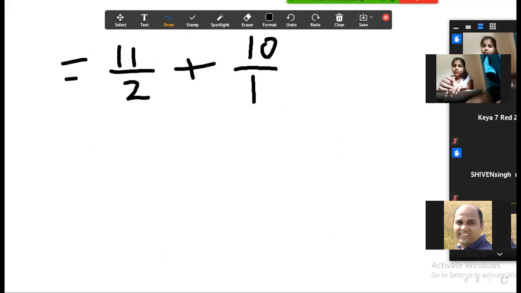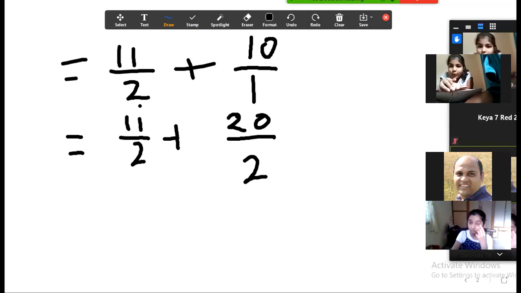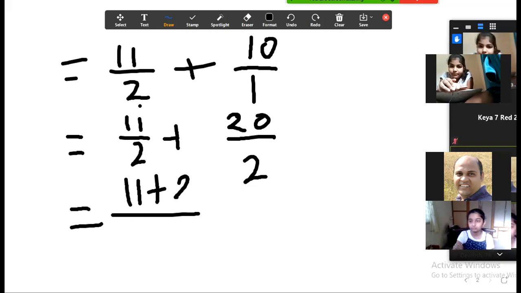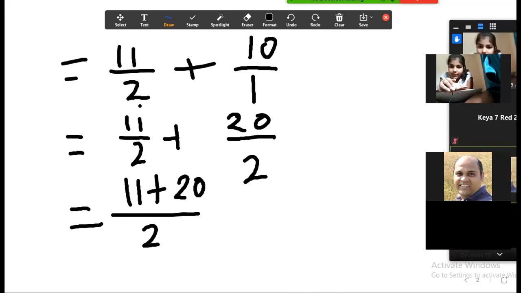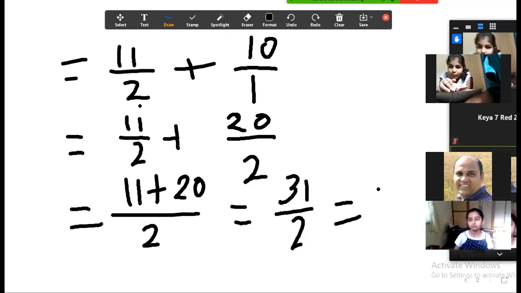In this case we find the LCM, but the LCM of 1 and 2 is going to be 2 only. We already know that. So 11 upon 2 plus, here we have to make the denominator 2. That means you have to multiply it by 2. So 10 into 2 is 20. And what do we get? 11 plus 20 divided by 2. What is that? 31 divided by 2, that is 15 whole 1 upon 2.